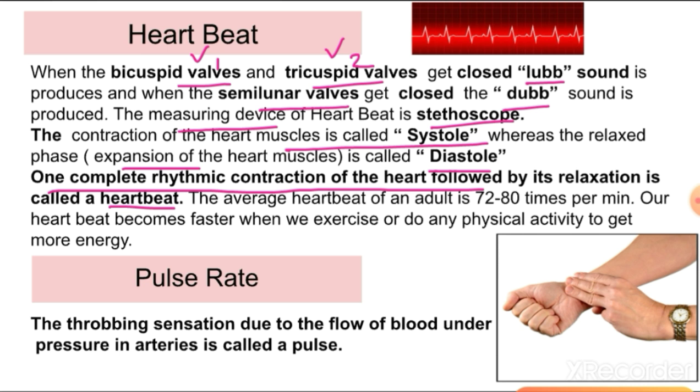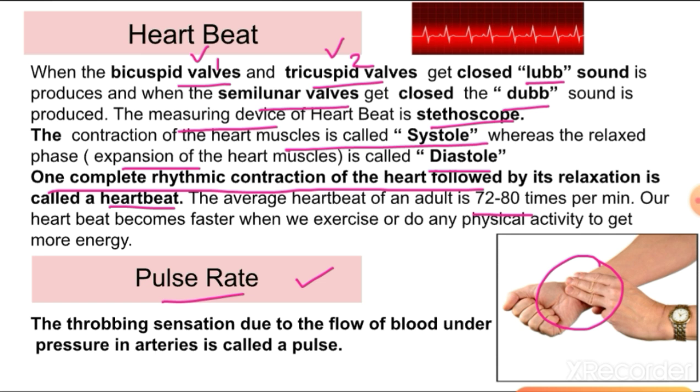Now, what is the difference between pulse rate and heart rate? We have understood that the lub dub sound is called the heartbeat. Pulse rate is what? We can measure the pulse rate from here. Actually, what we are measuring is the pulse rate. We are counting the heartbeat, and that count should be 72 to 80 times per minute in a healthy person.